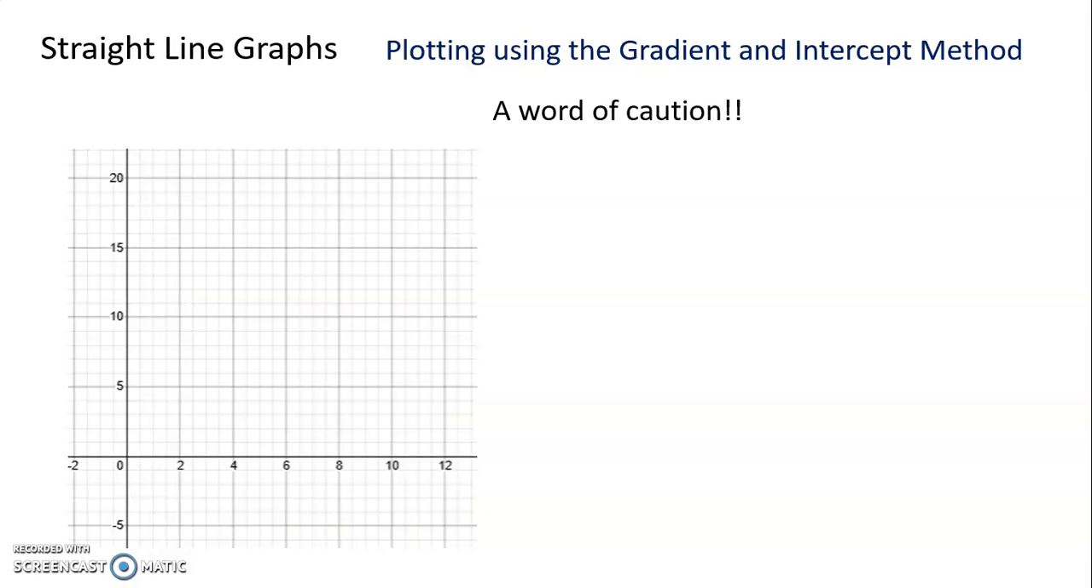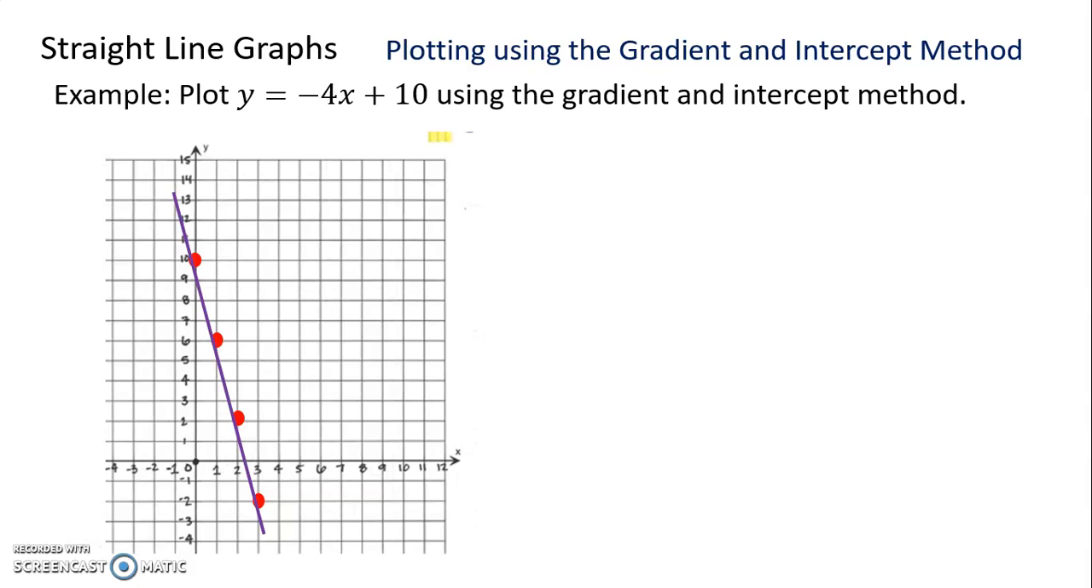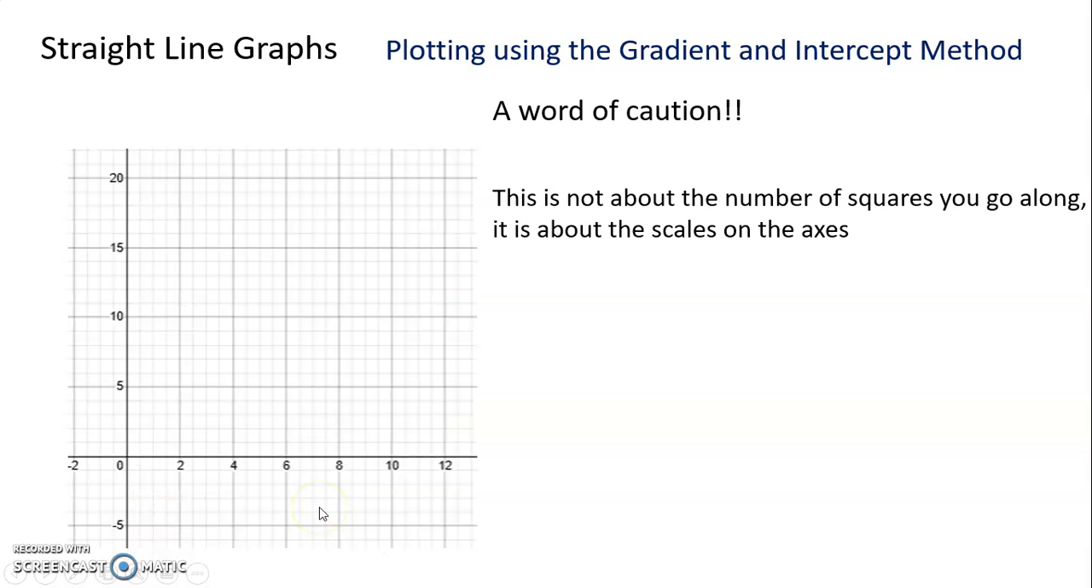Okay, a word of caution here. On the last examples, if I go back, you can see I've got the same scale on both axes. So just 1 square is 1 unit on the x and on the y-axis. But your gradient is not about the number of squares you go along. It's about the scales on the axes. It's about the units on the axes. So if I take this set of axes as an example, here I've got 4 squares representing 2, and I've got 5 squares representing 5. So when I think about going along 1 on the x-axis, it's not along 1 square, it's along 1 unit.